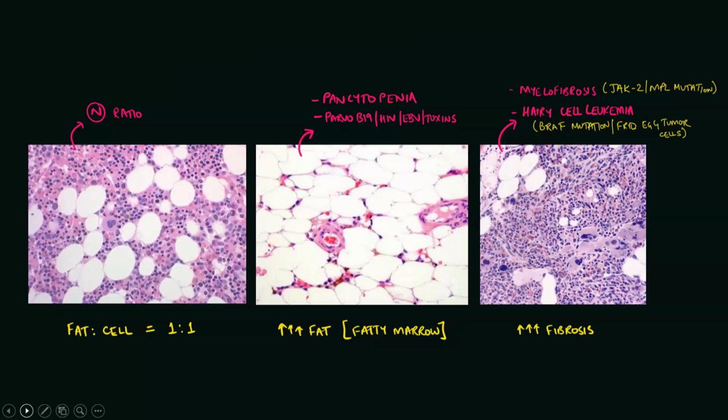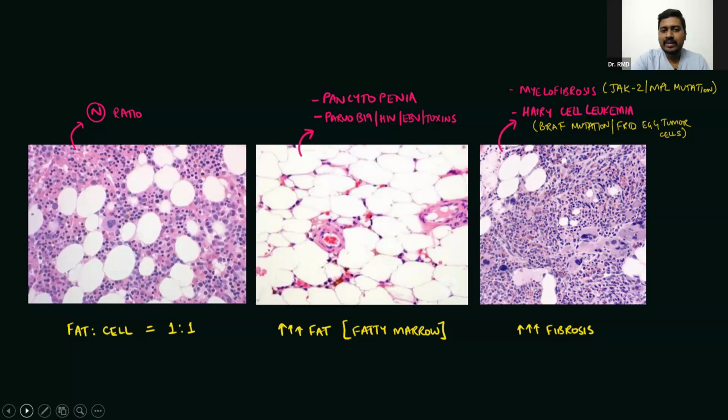Okay, and when you come to the third slide, there is a huge amount of fibrosis. Where can you see this fibrosis? In myelofibrosis, which has JAK2 mutation, then MPL mutation. It is also seen in hairy cell leukemia, where you can see BRAF mutation and dry tap. Over to you, Dr. Manoj.